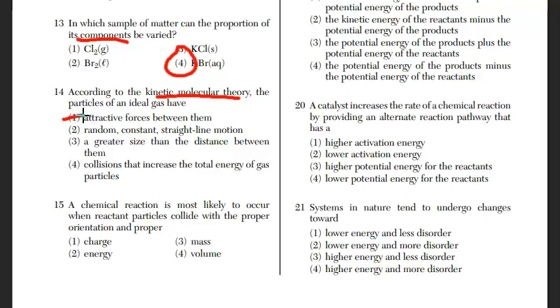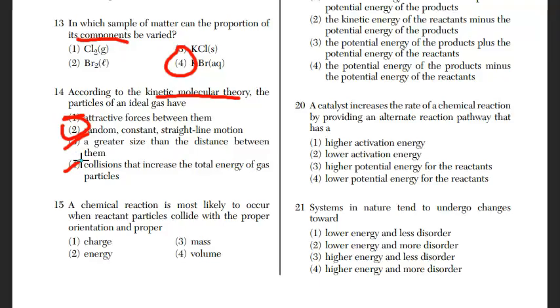That can't be our answer. But we do say for an ideal gas that their motion is random, constant, and in a straight line. And I believe this is going to be our answer. And for choice 3, a greater size than the distance between them, no. And collisions that increase the total energy of the gas, no. Energy stays constant. So the answer for question 14 is 2.